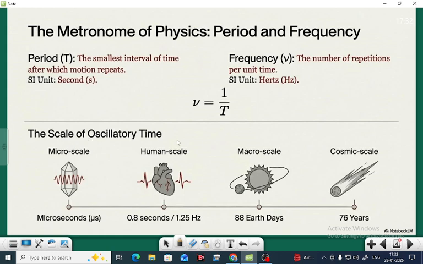The scale of oscillatory time: micro scale, human scale, macro scale, cosmic scale. Micro scale, that means it is measured in microseconds. Human scale, that is measured in 0.8 seconds or 1.25 hertz, cycles per second. Macro scale, it is 88 earth days. And cosmic scale, 76 years. So the frequency of oscillatory time can be measured in these four scales: micro scale, human scale, macro scale and cosmic scale.